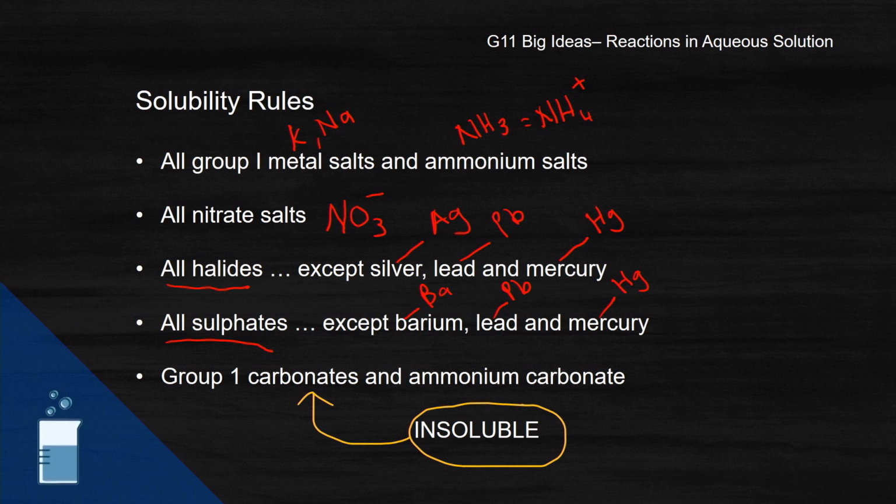Then, all carbonates are insoluble except for group 1 carbonates. We've spoken about group 1 already. Those metals, when they bond to carbonates, will form a soluble salt, and then ammonium carbonate. A carbonate is CO3 2-, that is the ion.